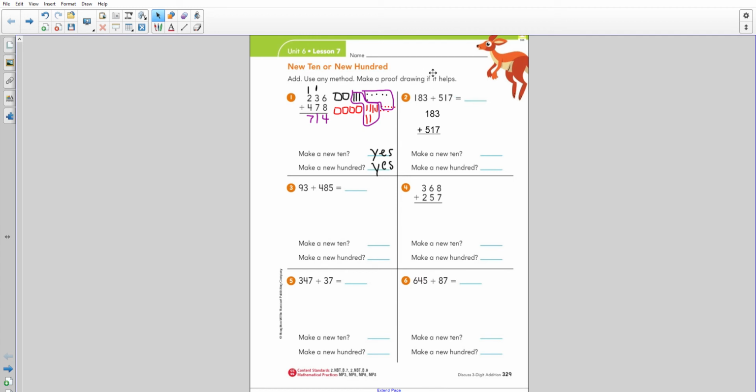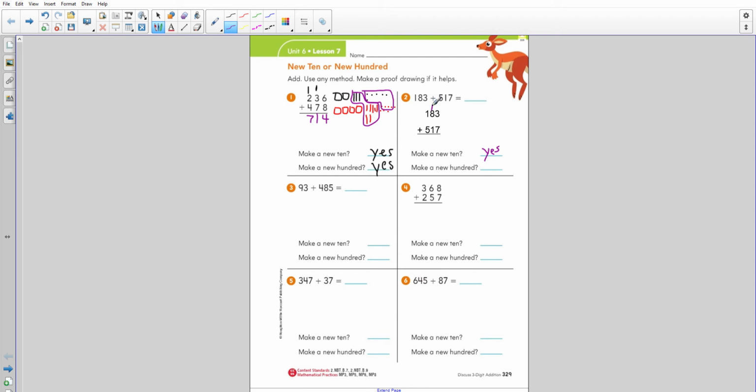I can also make a picture to help me. But before I do any adding, I'm going to go ahead and see what places I'm going to make new 10s. So I'm going to take a look at 3 plus 7. Yep, I'm going to make a new one there. So that means I'm going to make a new 10 right next to it. Let me go ahead and add my new 10 right away.